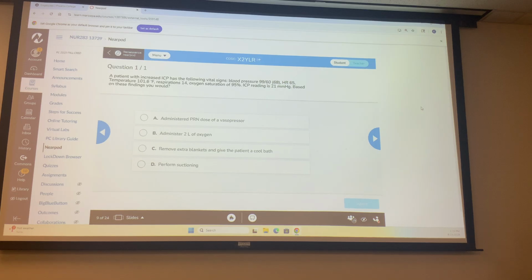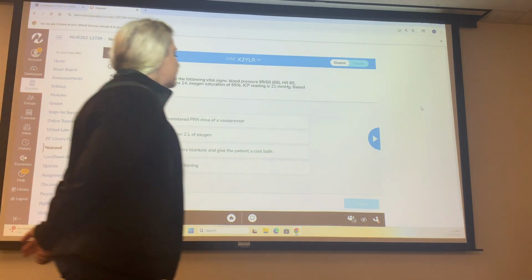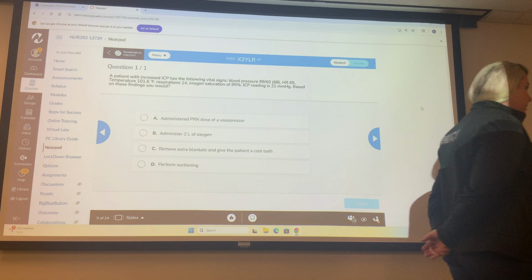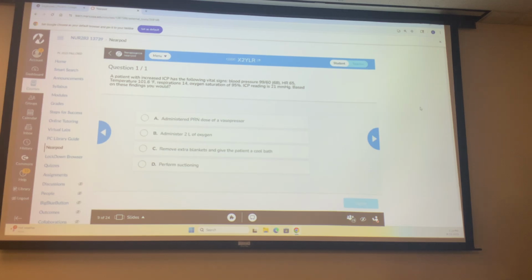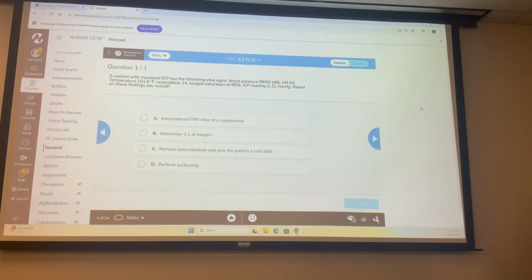Okay, guys, you wanna talk about it? Is this question hard? Yeah, a little bit. Okay, the beginning, let's talk about it. A patient with increased ICP has the following vital signs: a blood pressure of 99/60 with a MAP of 68, a heart rate of 65, a temp of 101.6, 14 respirations and oxygen saturation 95. Out of those vital signs, what one stands out to you that you're concerned about?